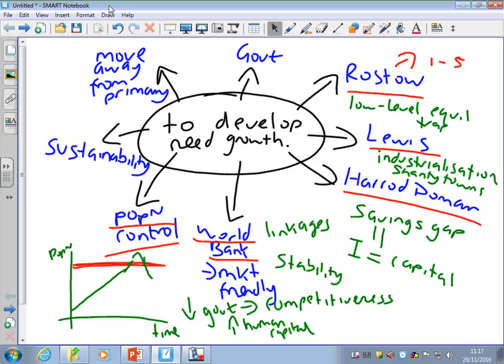So you can take two things from this. You can either say, well, economies need to boost their productivity, boost their resources, so there's more to go around, or what they could be doing is looking at population control.